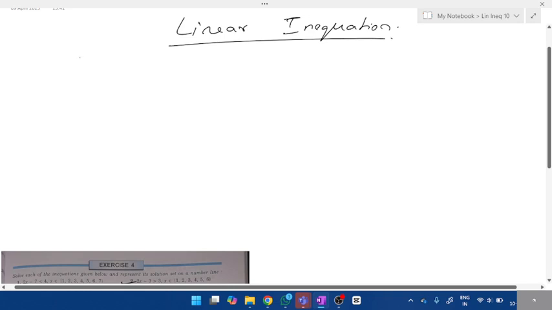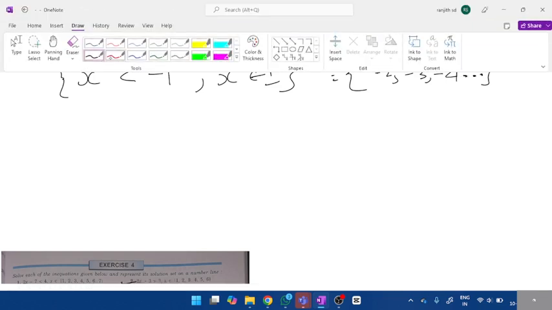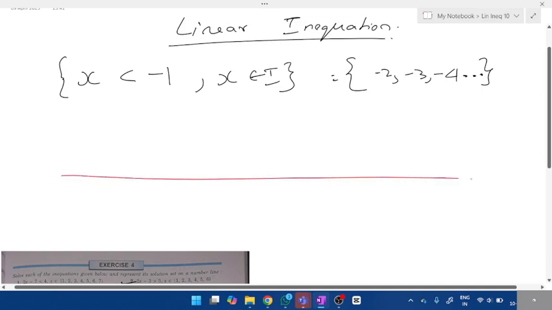Now the last one is for negative numbers. For negative numbers, I gave a question. x is less than -1. What's the answer for x is less than -1? Less than -2, -3, it goes on. So how do we plot this? We call this infinite. Whenever we represent it with dots, we call them infinite numbers. We represent this 0, -1, -2, -3, 1, 2, 3.